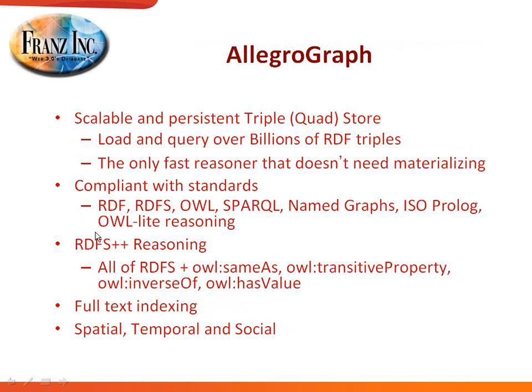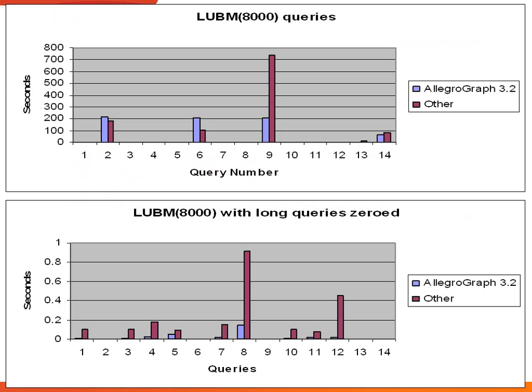So AllegroGraph is a scalable and persistent triple store. We load and query over billions of triples, and we're the only fast reasoner that doesn't need any materializing. We recently, for 3.2, added a query optimizer. And what we now see, if you look at these data, is that if you compare us to other triple store vendors, we're in the same range for doing fast queries with reasoning.